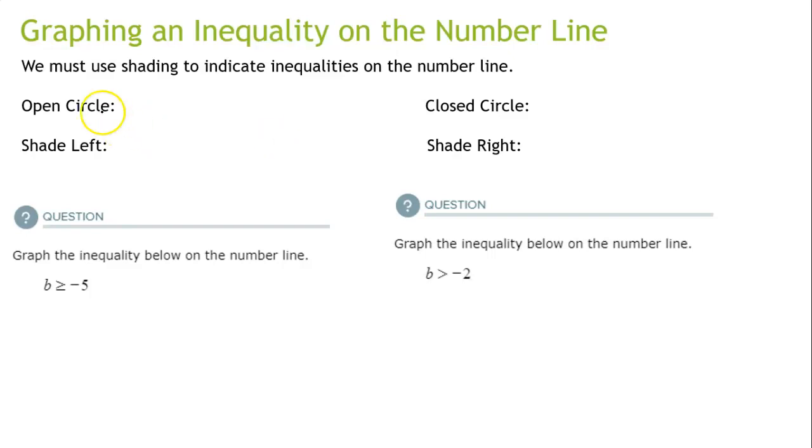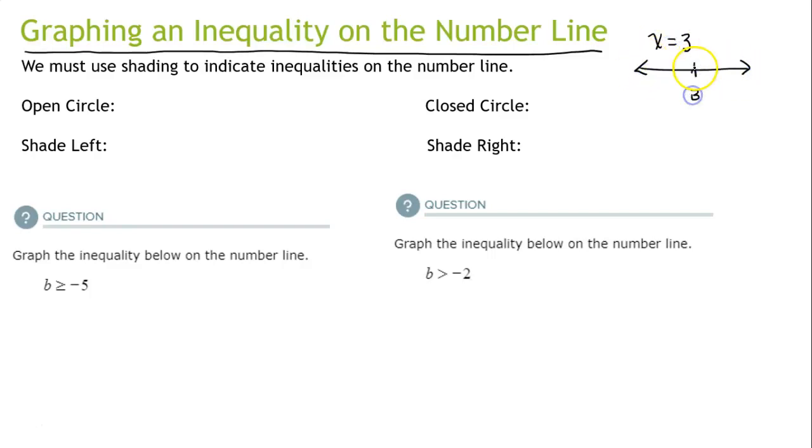All right, let's move on. Graphing an inequality on the number line. So you should create yourself a new section for a new topic. We need to use shading to indicate inequalities on the number line. If I was, for example, going to graph x equals 3 on a number line, I would just find 3 on the number line and I would put a dot there. But now we're talking about numbers maybe that are smaller than 3 or bigger than 3, and so we would use shading.